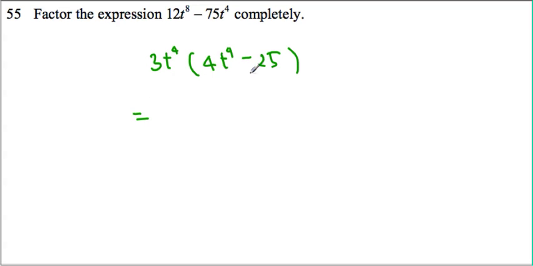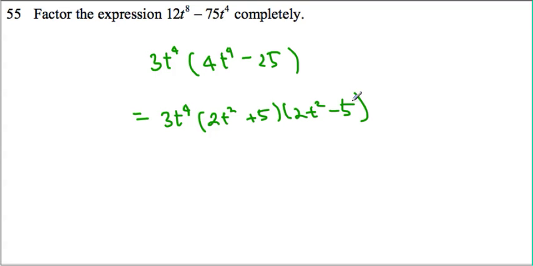But you will realize that this one is not done, because 3t to the 4th is okay, but this is a difference of perfect squares. So what is the square root of 4t to the 4th? Yes, 2t squared plus 5, and then 2t squared minus 5. And that becomes our answer.